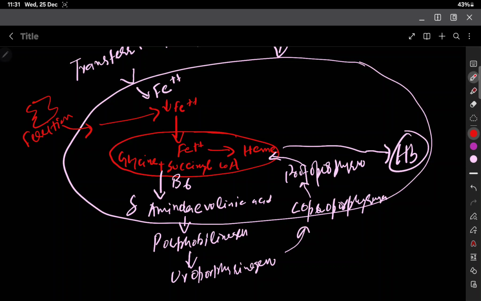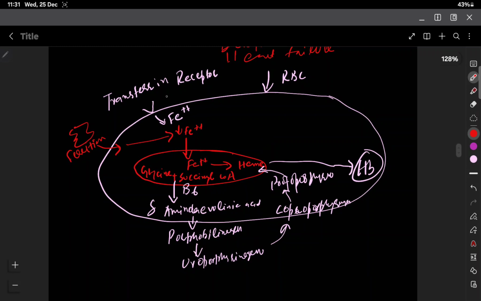So this is the RBC, and this is the mitochondria of the RBC. So this is a transferrin receptor. Through the transferrin receptor, iron will be transported, or it can come from the ferritin. Then it enters into the mitochondria. It remains here as a heme. And glycine plus succinyl coenzyme A in presence of vitamin B6, after a series of reactions, form protoporphyrin, which reacts with the heme and forms hemoglobin. So this is one way by which the hemoglobin is formed in our body.